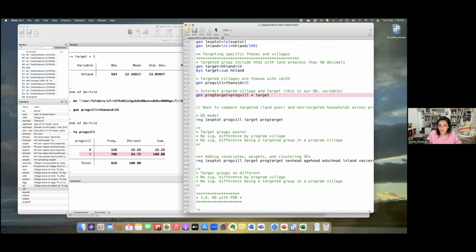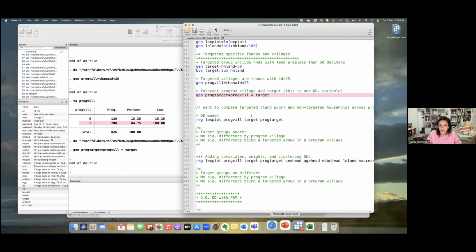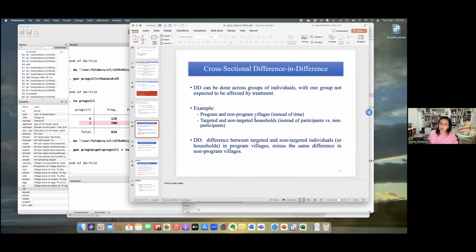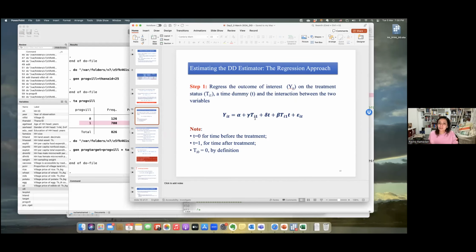So again, I am applying this regression. For the treatment, I differentiate between the households that had been targeted because they have an area of land less than half an acre, which is 50 decimals, and 0 otherwise. Instead of T being time 0 and 1, it will be 1 for the villages that had been targeted by the government and 0 for the villages that had not been targeted by the government, and the interaction between both.